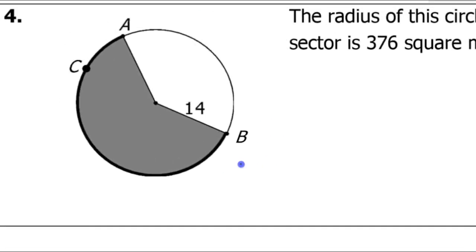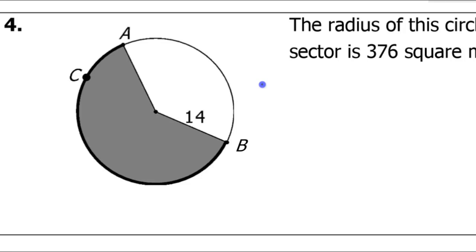Okay, we're still dealing with the sector area, so let's start by writing down the formula again. The sector area, that's the shaded part here, is always going to be some fraction of the full area. The fraction is theta over 360, and the full area of the circle is pi r squared. So that's the formula. Now, we're looking for theta. That means we must have the sector area and the radius given. Well, they told us that the sector area is 376 square meters.